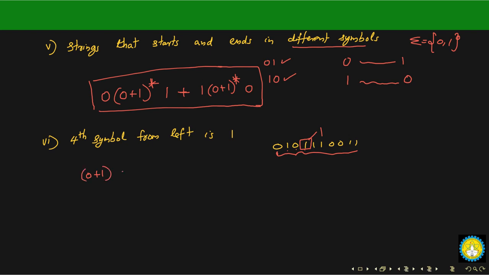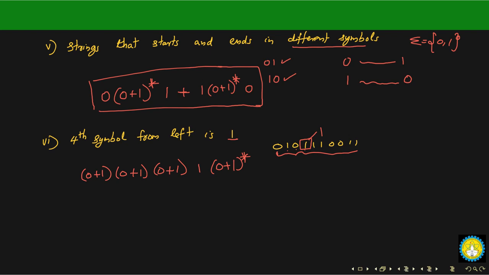The second symbol can be anything. Again, it can be 0 plus 1. Third symbol, there is no restriction. It can be 0 or 1. And then the fourth symbol, there's a restriction. The fourth symbol from the left has to be 1, so I have to put a 1 here. And then it can be followed by anything, any number of times. So that's why we write 0 plus 1 star.